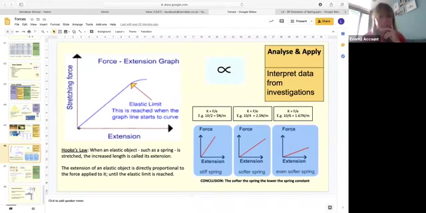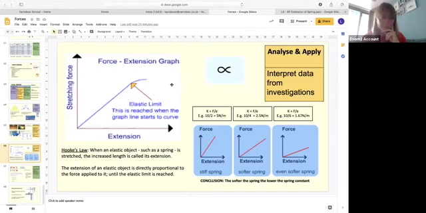So this here, this is a really important phrase. This graph is directly proportional. There is no other way to describe this relationship, and this is why. Here is the origin, 0, 0, and it is a straight line through the origin. Here, the elastic limit has been met because it is no longer directly proportional. This is the sign for directly proportional.